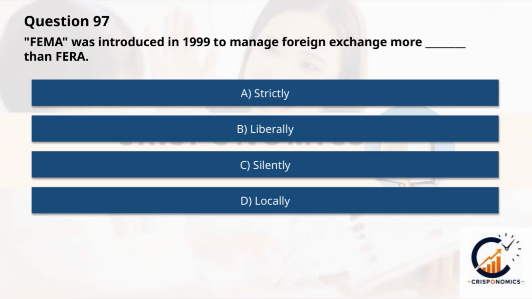Here, we're looking at how FEMA, introduced in 1999, changed the way foreign exchange was managed compared to its predecessor, FERA. The question asks us to fill in the blank. FEMA was designed to handle foreign exchange more strictly than FERA. This means tighter controls and clearer regulations, reflecting a shift toward more disciplined management in this area. It's a key point in understanding how financial governance evolved over time.